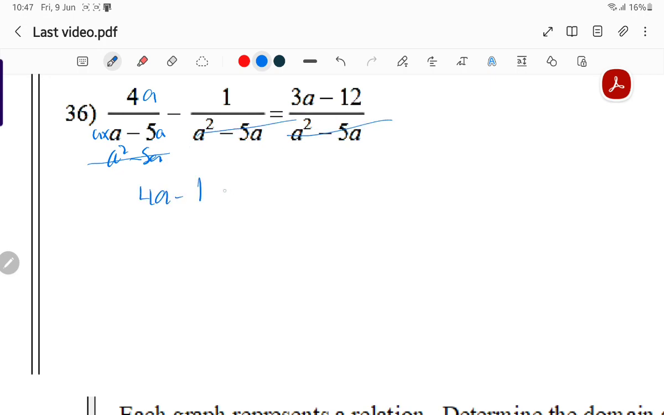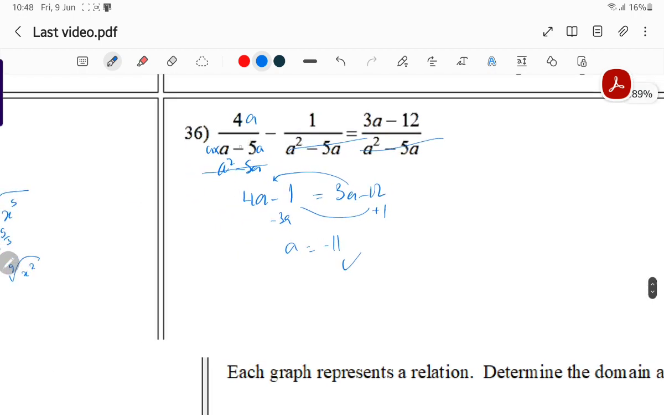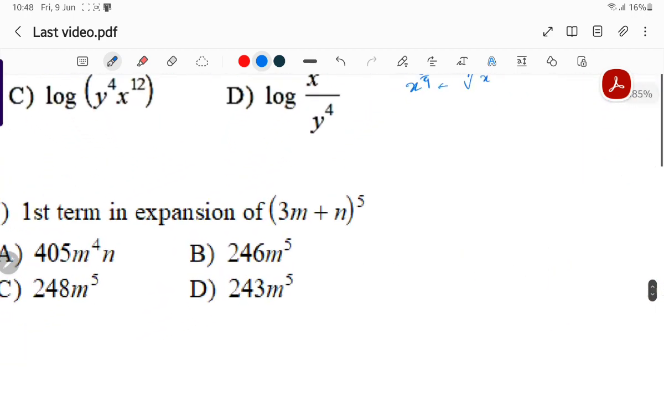For a minus 1, we will leave the numerators with 4a minus 1 and 3a minus 12 on the right side. We can solve this by sending minus 3a here plus 1, so a equals negative 11. Remember to substitute negative 11 minus 5, it's not 0, so the answer is negative 11. If it gives you 0 here in the denominator, you should reject the answer.